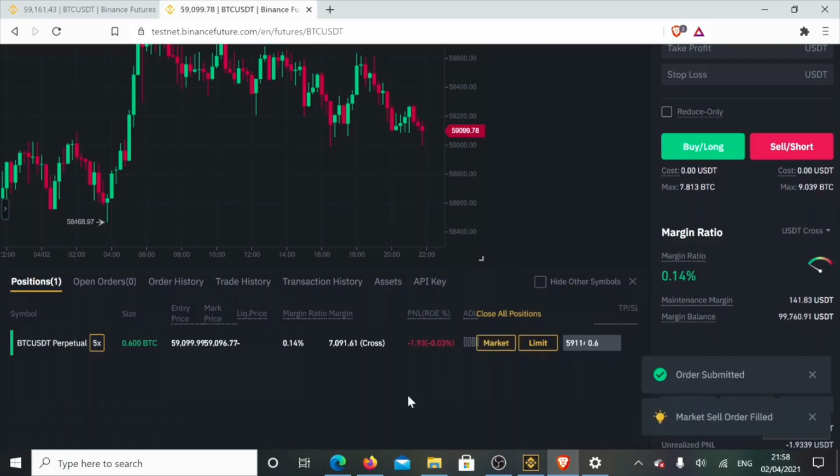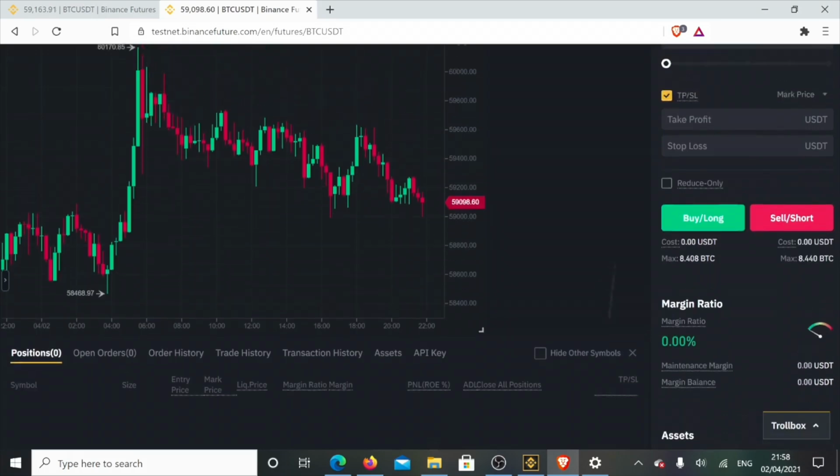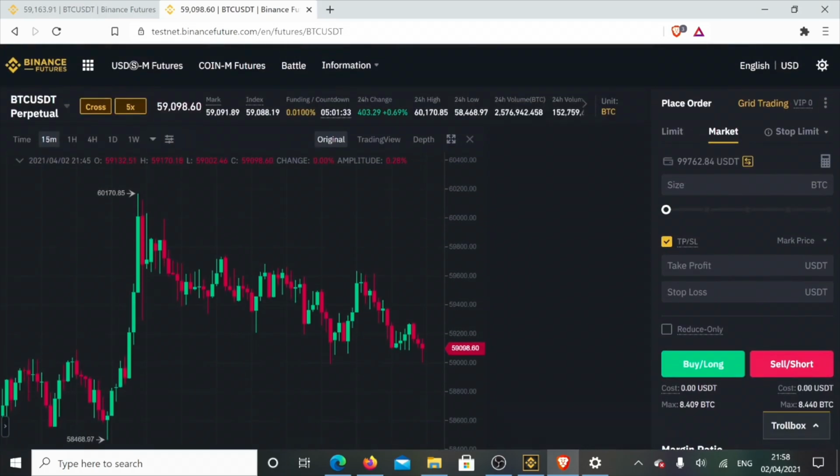Okay, order submitted, everything will be settled. That is all. You can check your balance and you see your funds in your balance. That is how to open a market order, close a market order, open a limit order, and close a limit order. The other thing is take profit and stop loss.